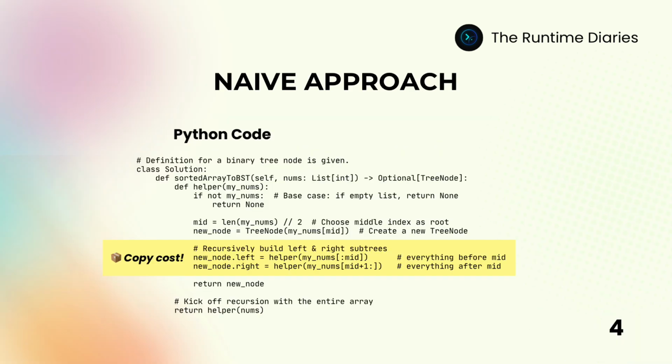Now, let's start with the simplest possible code. In the naive version, we recurse directly on list slices. We find the middle index, create a new tree node, then build the left and right subtrees by slicing the list, as you can see by the 2 lines in the highlighted code block below. It works beautifully for small inputs, but here's the catch. Every slice creates a new copy of part of the list. So each level of recursion is duplicating memory over and over again. It's correct, but it's inefficient.